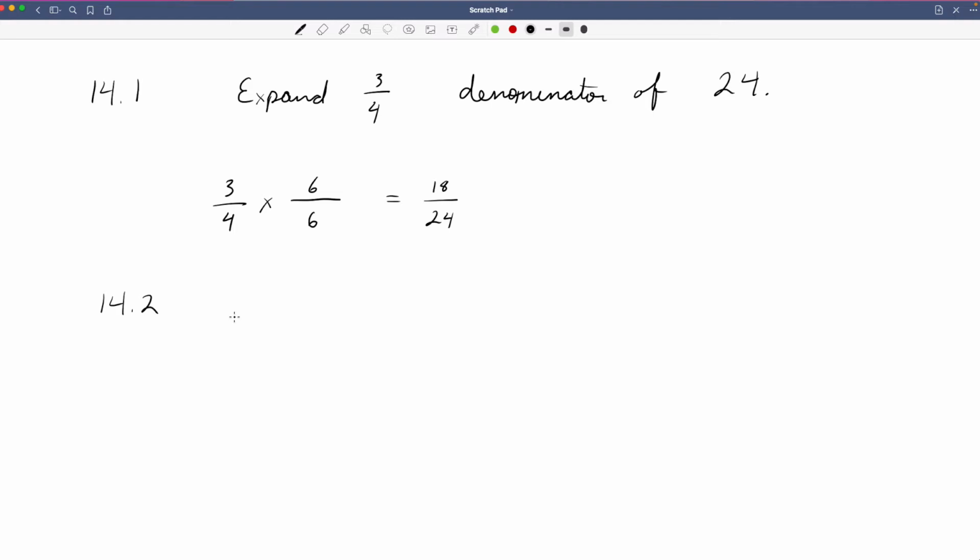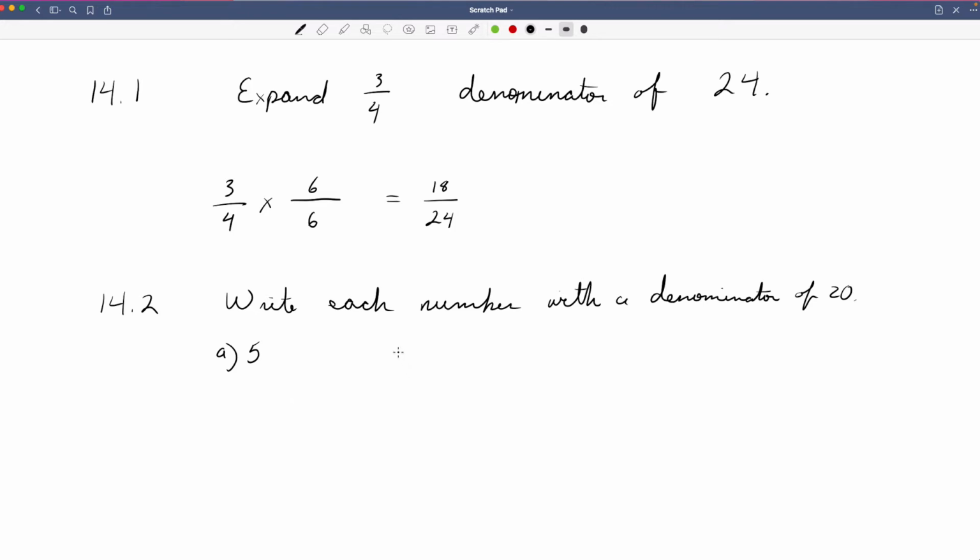We are going to write each number with a denominator of 20. All right, and these are the numbers they want us to write with a denominator of 20. So we have to write 5 with a denominator of 20, and we need to write 3/5 with a denominator of 20. All right, so how do we turn a whole number into a fraction?